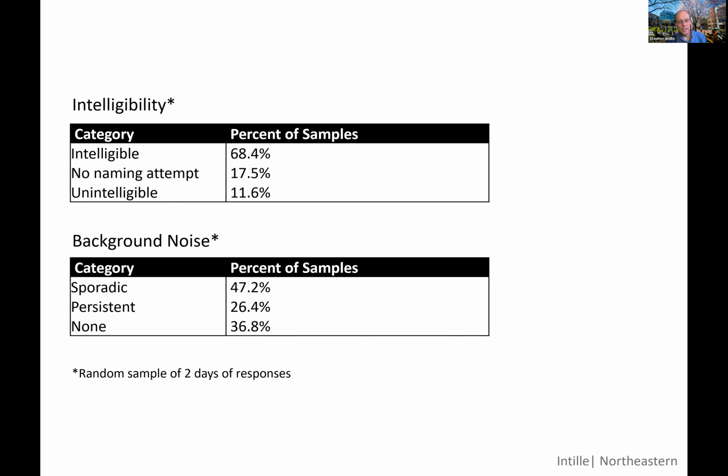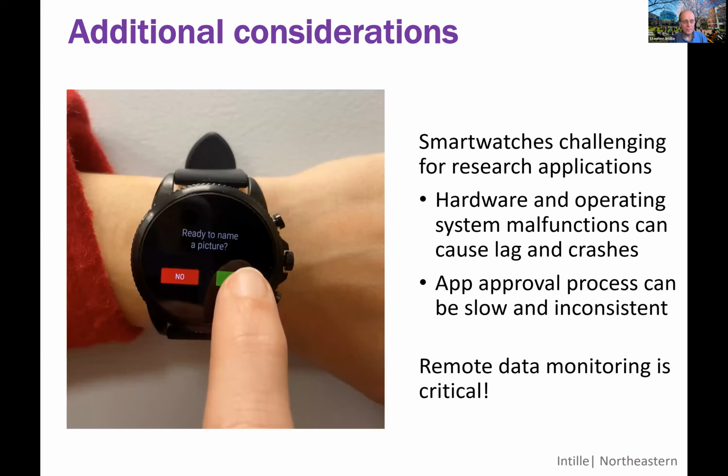And then we're also looking at how many of the responses are intelligible, or whether there was no naming attempt, or whether it's unintelligible, because they are listening to the audio. So this is a human listening to the audio, trying to figure out how many of these responses are actually usable. And then how much background noise and that sort of stuff is there.